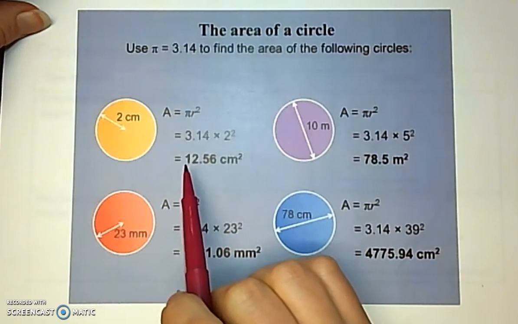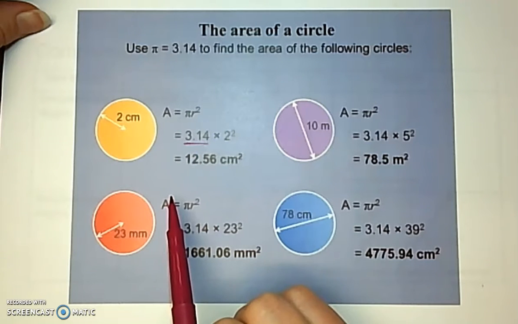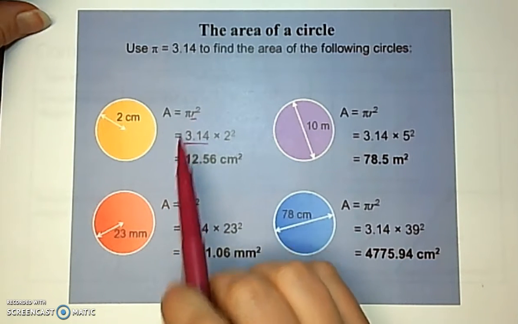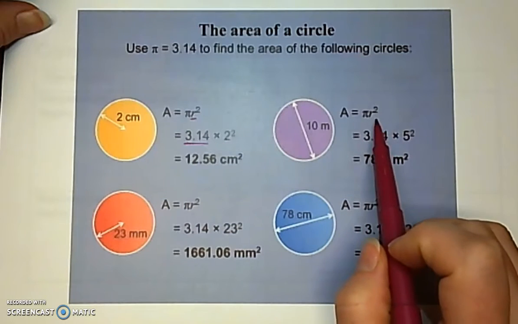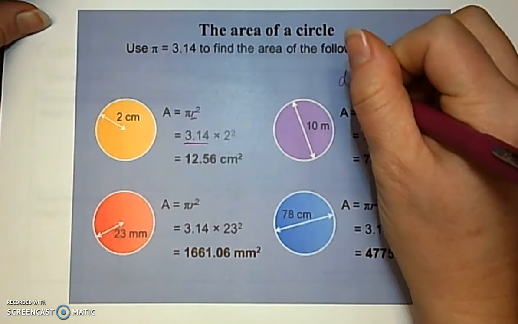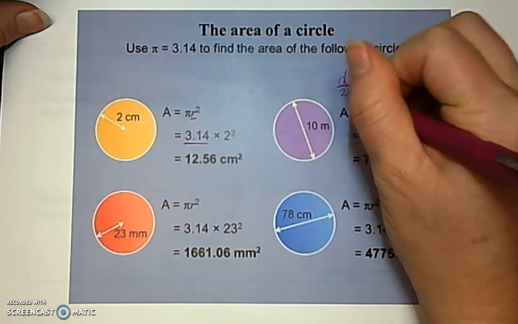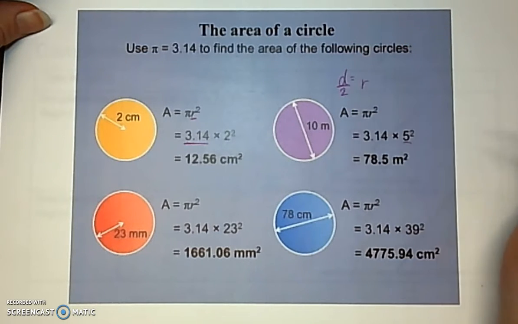Do we ever have a stopping point? Since we don't, we usually round it, like I said, to 3.14. In this case, I'm using the radius squared. My radius here is 2. Now over here, remember, I have to take the diameter and divide it by 2 to get the radius. So in this case, I had to do 10 divided by 2 to get the 5.